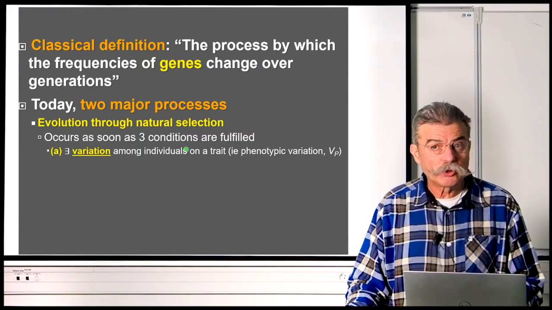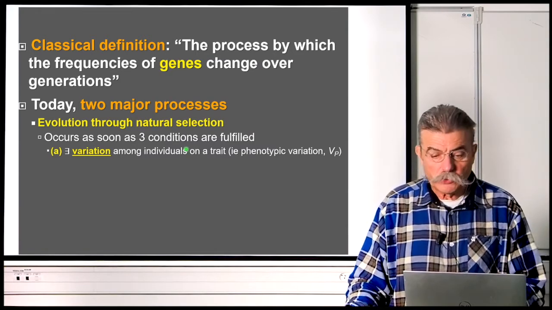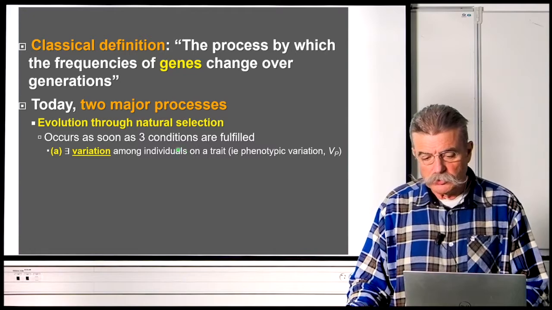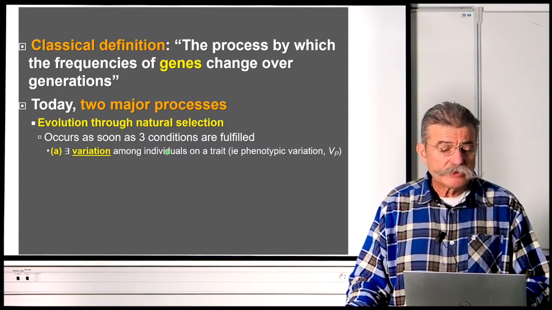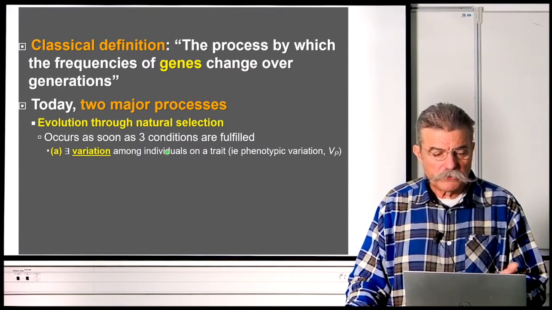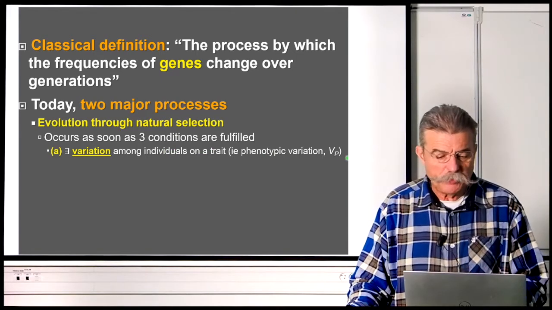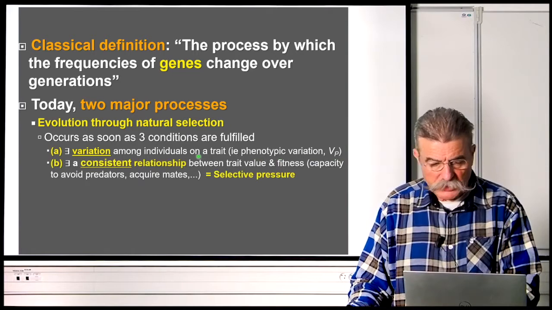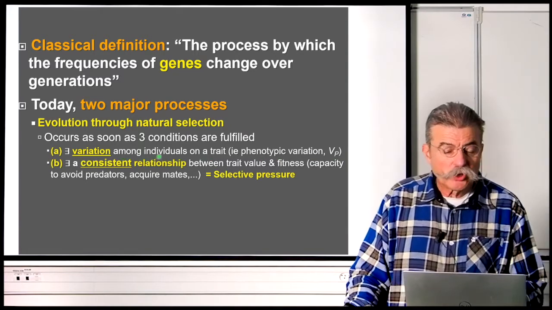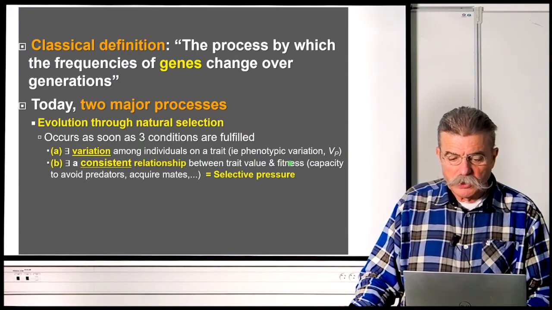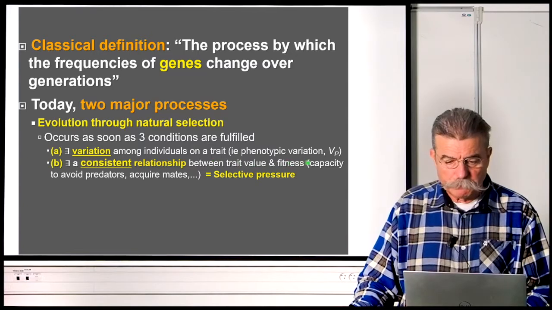First, there should be variation. Individuals should be different, otherwise there is nothing to separate, to select. And clearly, this is what we've been dealing with during the first part of my lecture. This is phenotypic variation. This is V sub P. It's all over the place. The second is that there should be a consistent relationship between trait values and fitness.